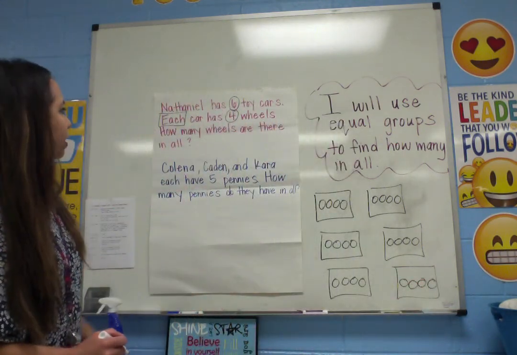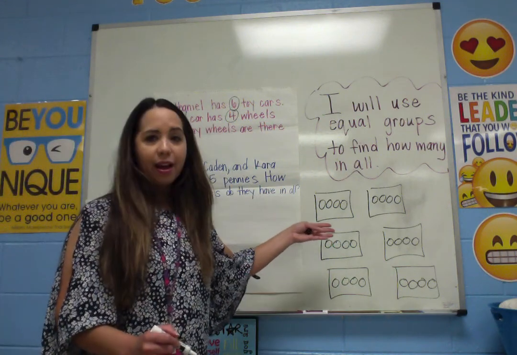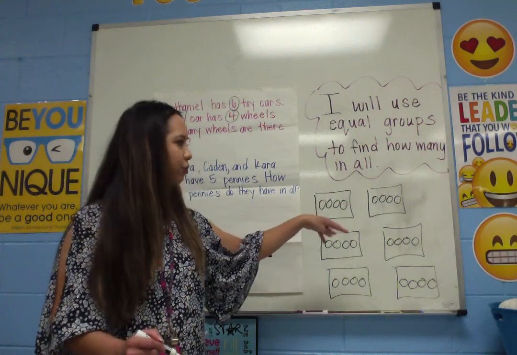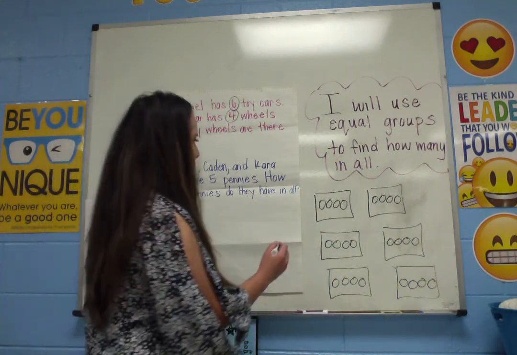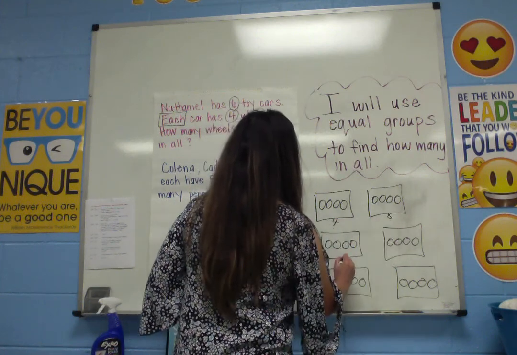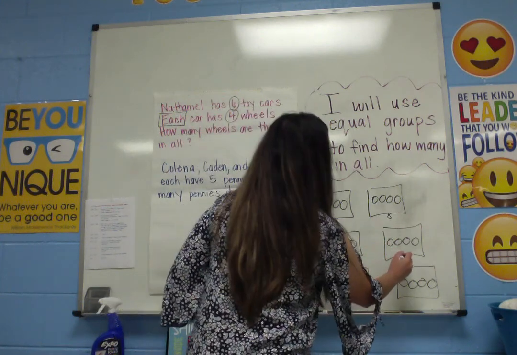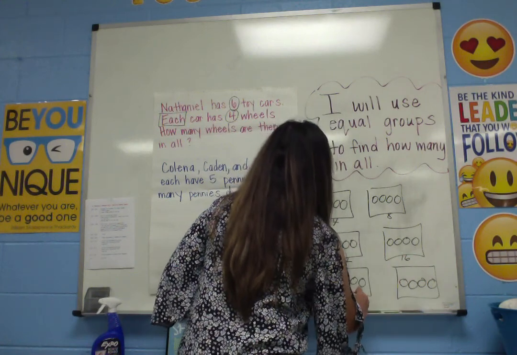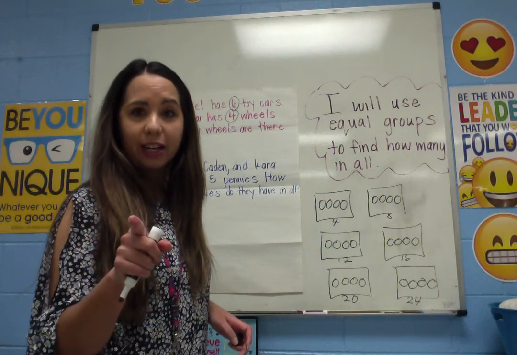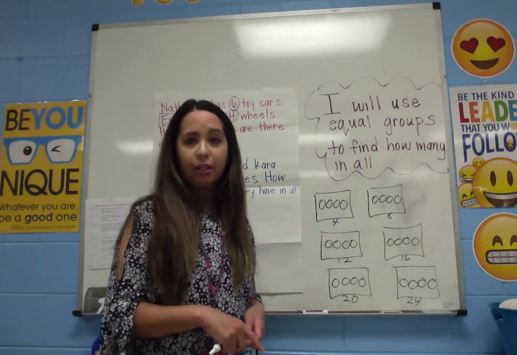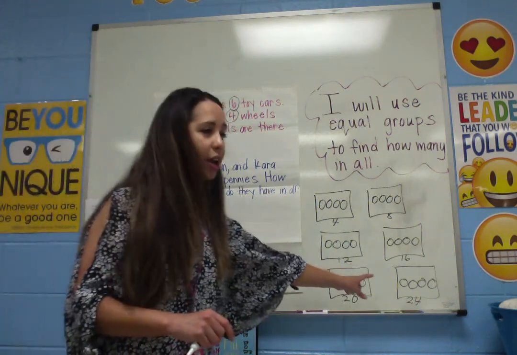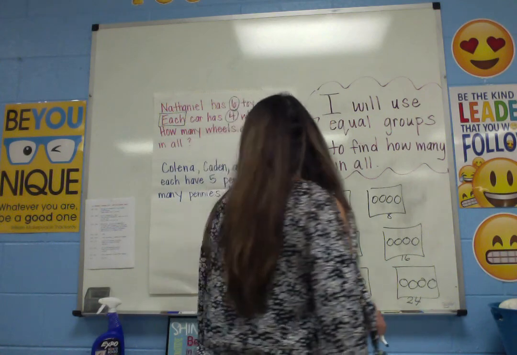Now, how many wheels are there in all? We can go back and skip count all of the wheels that are in all 6 groups. So let's count by 4s. 4, 8, 12, 16, 20, 24. Again, you can definitely go back and check your work by counting by 1s. Okay, so how many wheels are there in all? There are 24 wheels in all.